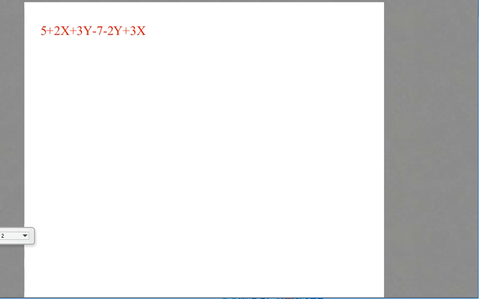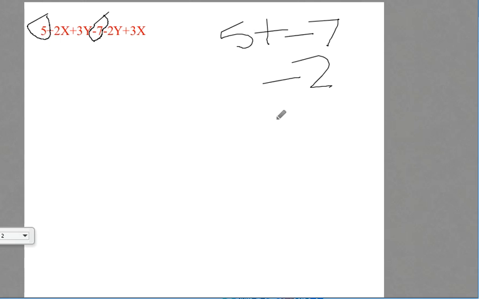Let's start with the constants of this expression. Remember, the constants are the ones that are just numbers without a variable. We have a 5. There's no sign in front of that, so that means it's a positive 5. We also have a 7 right here. Can you see the subtract sign in front of it, which makes it a negative 7? So in your calculator, if you type in 5 plus negative 7, you get negative 2.